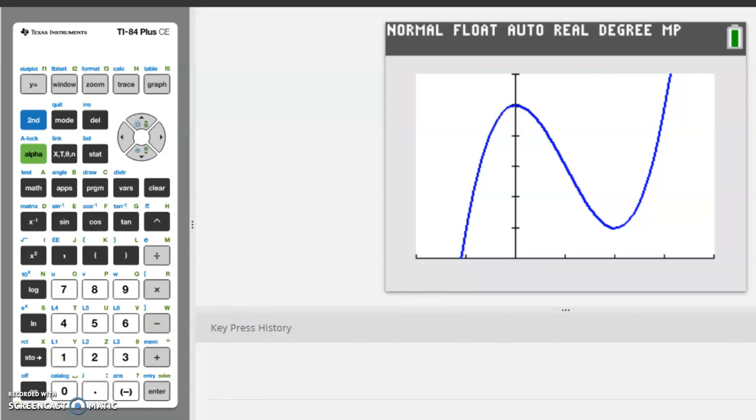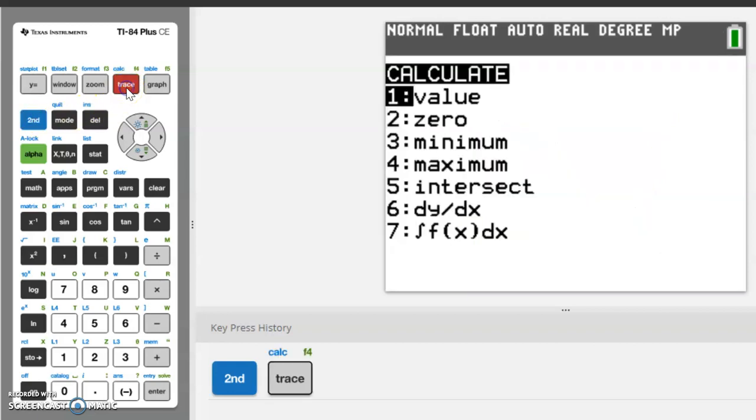Now we want to go ahead and calculate the max and the min of our graph. So in order to do that, we're going to be using the calc feature, which you're going to see in blue above the trace button. So in order to get anything in blue function-wise, we have to hit our second button first. And then I'm going to hit the trace button on top. You'll notice that it says calc right above it.